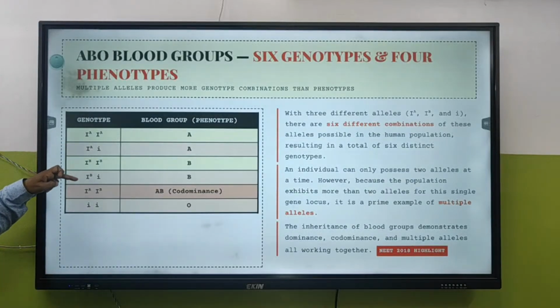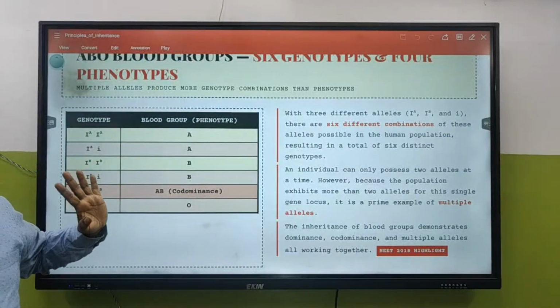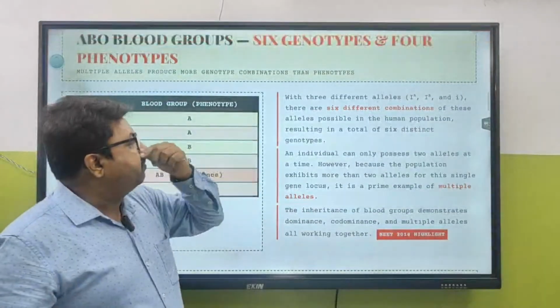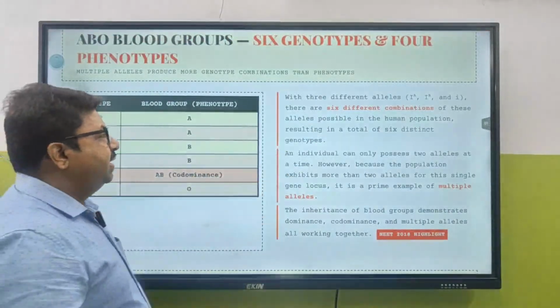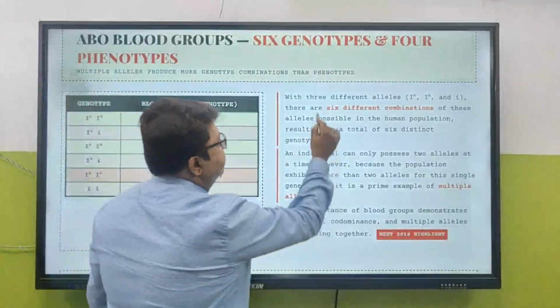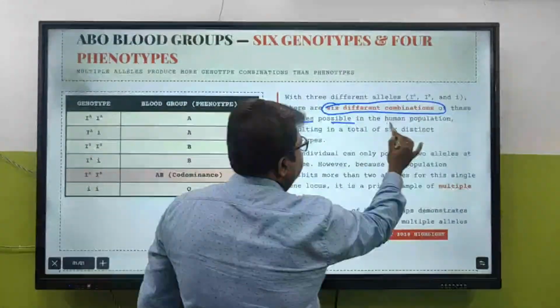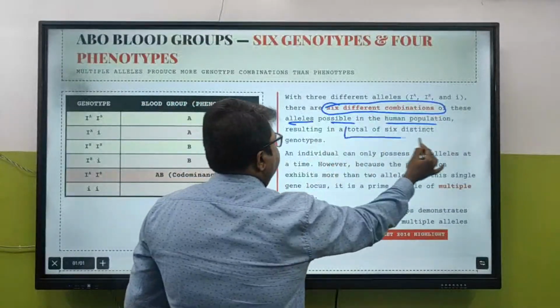1, 2, 3, 4, 5, 6. So 6, but to express 4 phenotypes with 3 different alleles, IA, IB, and I, there are 6 different combinations of these alleles possible in the human population, resulting in a total of 6 distinct genotypes.